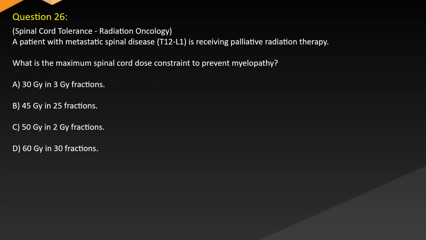Question 26. Spinal cord tolerance, radiation oncology. A patient with metastatic spinal disease is receiving palliative radiation therapy. What is the maximum spinal cord dose constraint to prevent myelopathy? A. 30 Gy in 3 Gy fractions. B. 45 Gy in 25 fractions. C. 50 Gy in 2 Gy fractions. D. 60 Gy in 30 fractions.